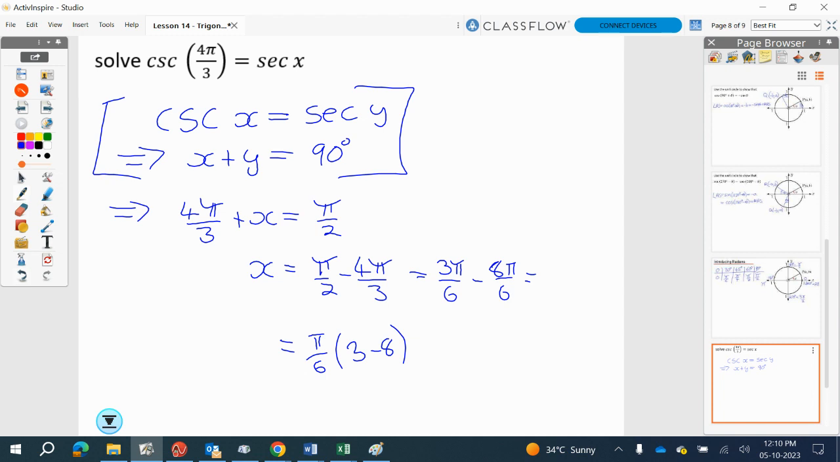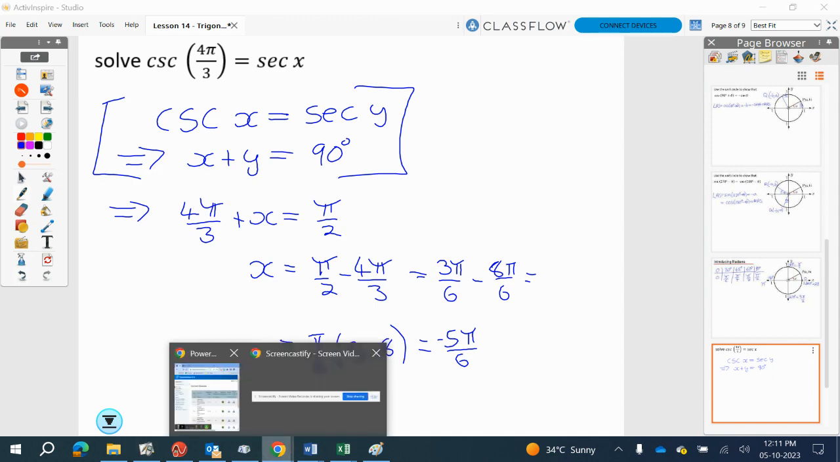I don't have to write this. This is what's going through my head. When I'm doing that subtraction, I'm subtracting 8 from 3. This gives me minus 5 pi over 6. Look for any simplifications at that point, but 5 is a prime number and 6 doesn't have any factors that are 5. This is our answer. That's it for today.